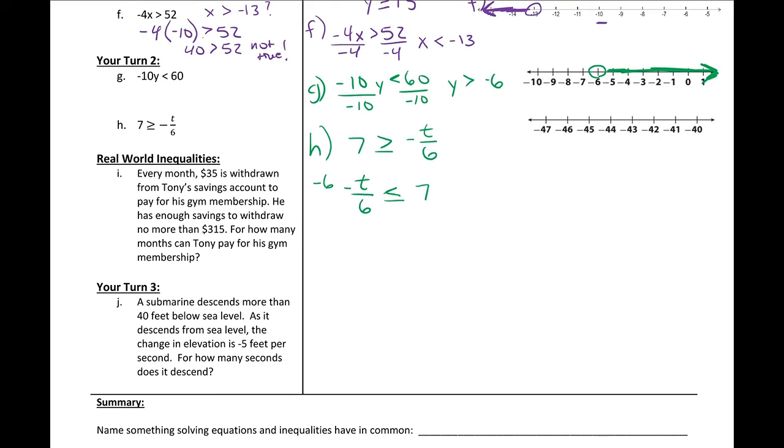All right, so from here, we want to get rid of this negative and the 6, so we'll go ahead and multiply both sides by negative 6. That cancels out both the negative and the 6. And over here, we have 7 times negative 6 is 42. And think about the sign that's going to go in the middle here. If we multiply or divide by a negative, the sign flips. So now we're saying that the value of t has to be greater than or equal to negative 42.